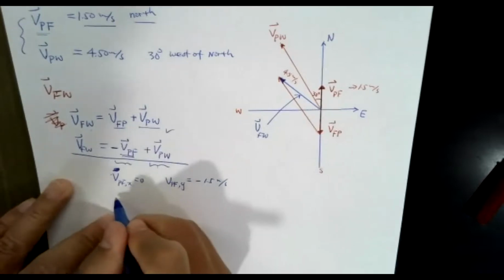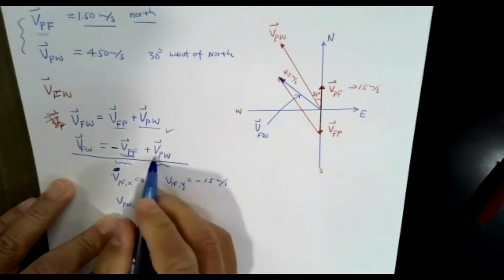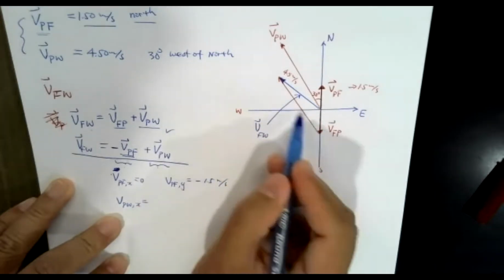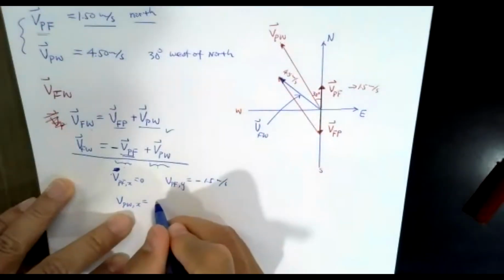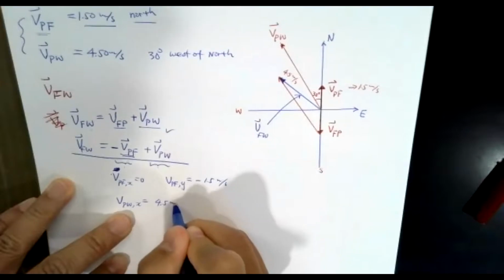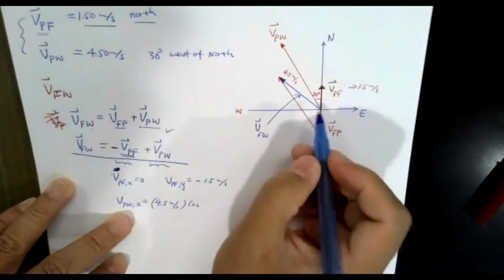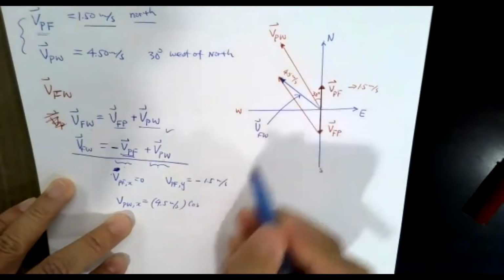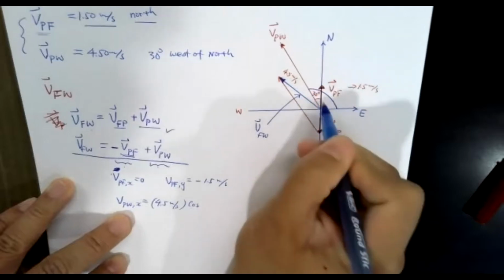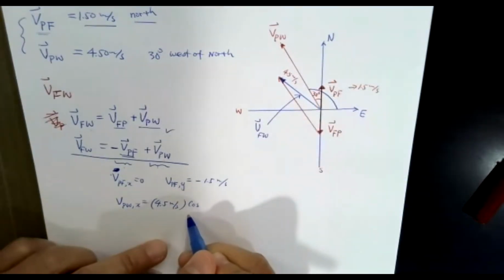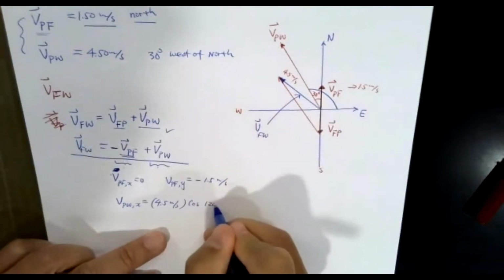Now for the second vector, its x component. You can do the magnitude, which is 4.5, times cosine of its directional angle. If you want to use cosine, you'll be looking at this angle. This is the angle of it. So this angle will be 30 plus 90, so 120 degrees.